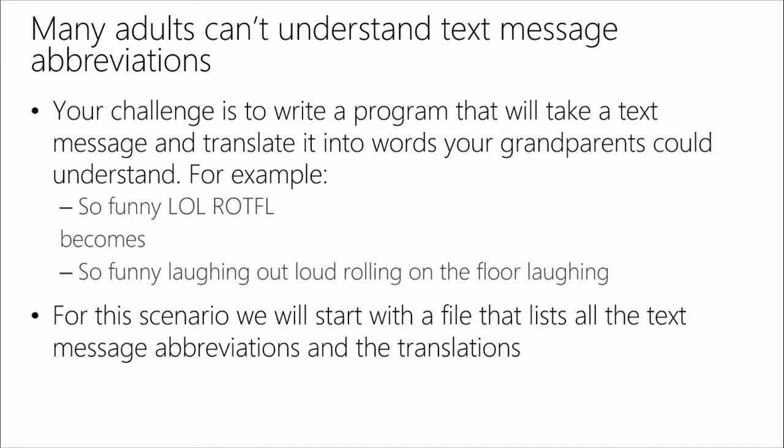So the way this works, you're going to assume that there is a file that contains one column, which is your text message abbreviations, and one column, which is the translation. So it'll say LOL, laughing out loud, ROTFL, rolling on the floor laughing. You have to write a program that will let a user type in the text message, and you return back to them the translated full message.